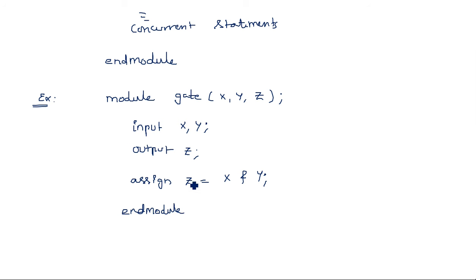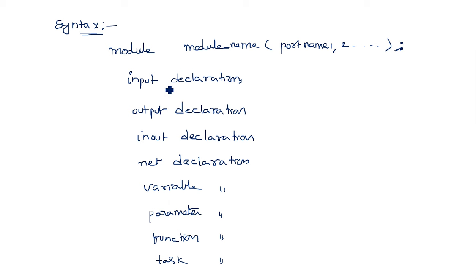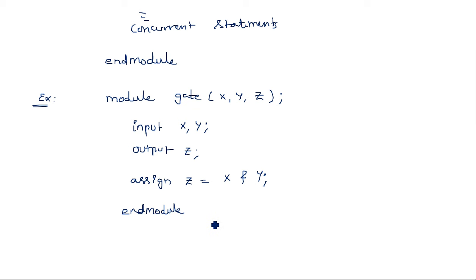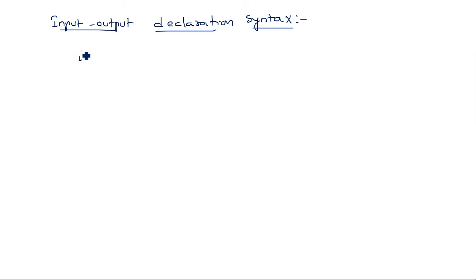Okay, so once this module declaration is understood, our next task is to learn the input output declarations, in-out declarations, net declarations. Net declaration we already know. Variable, parameters, functions, tasks, concurrent statements, how to declare all of these. Okay, let us see, for example, the input output declaration syntax.